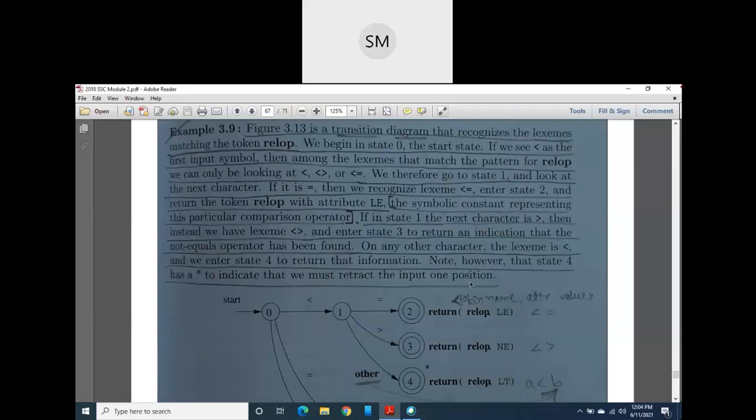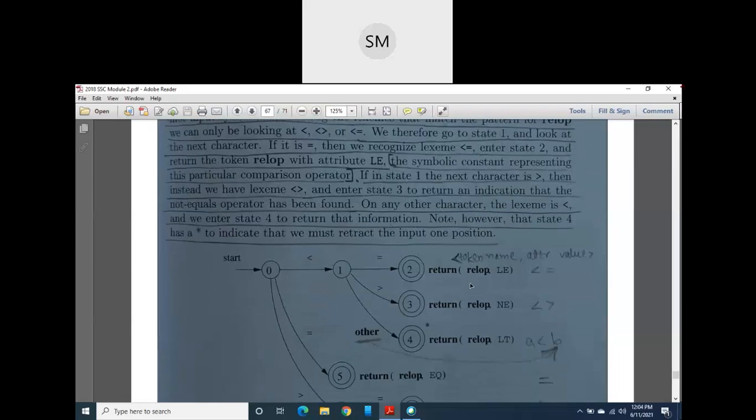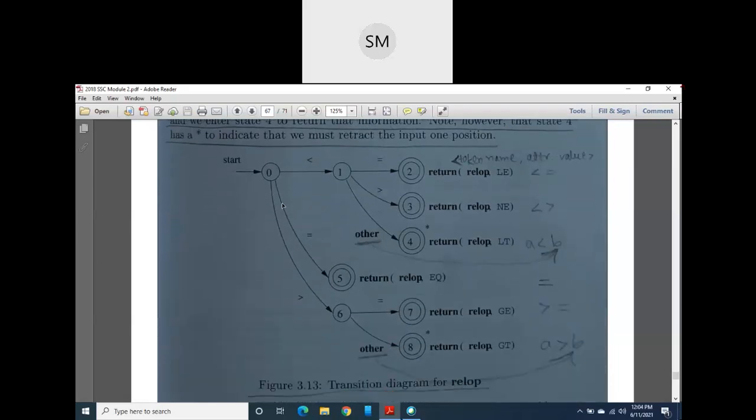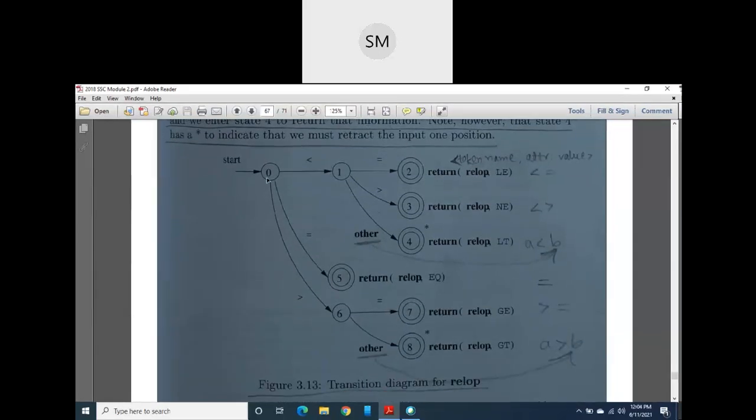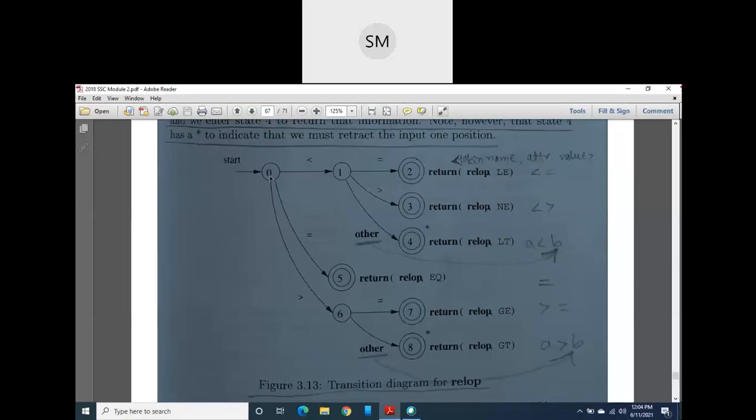So let us see what we are doing here. We have taken a start as an initial state. That is a start. With the label start, we have started our transition diagram. Then for relational operator, we are drawing this transition diagram, correct?